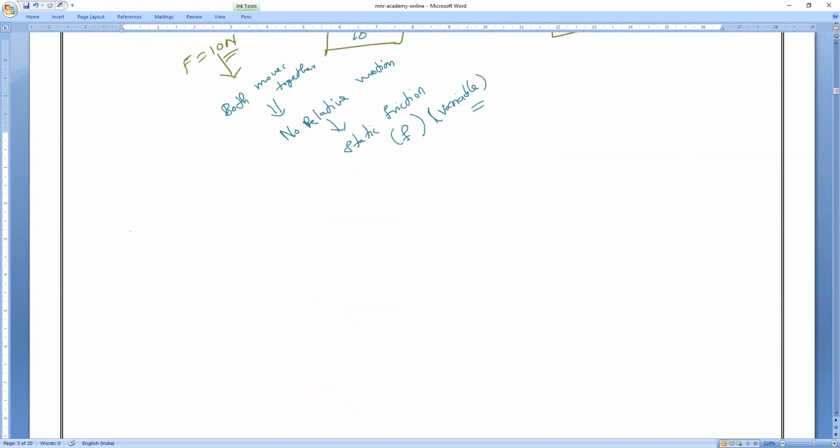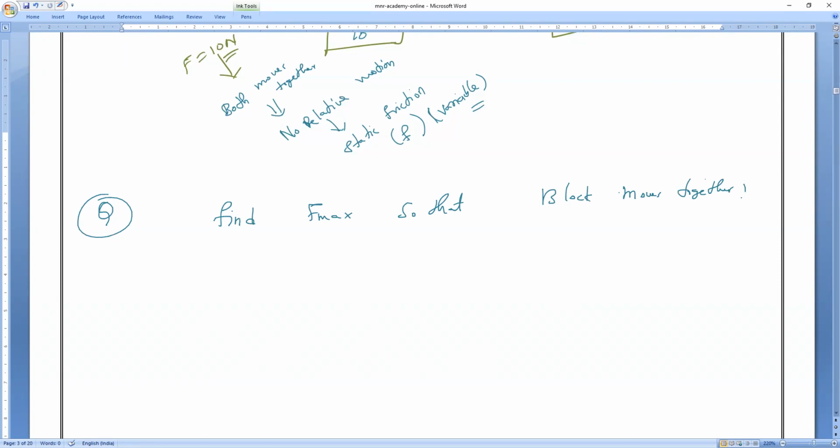So write the same thing. The question is find the maximum. Again the same: find F max so that both blocks move together. Both blocks move together. So that is the question now. So we have to find it.